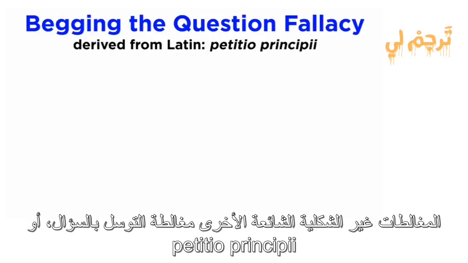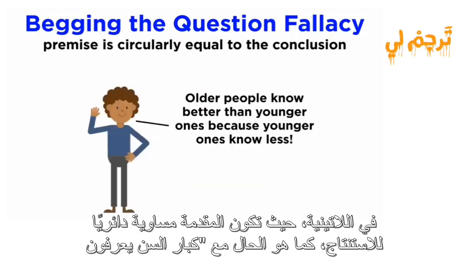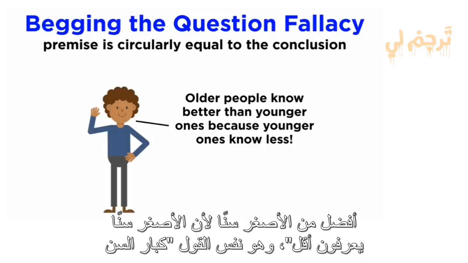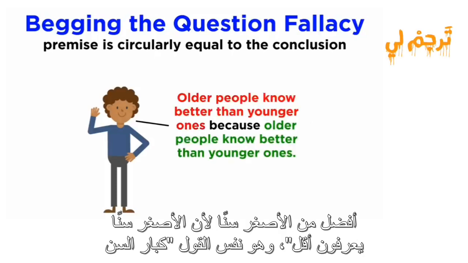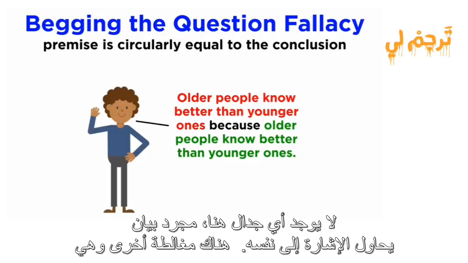A few other common informal fallacies would be the begging the question fallacy, or petitio principii in Latin, where a premise is circularly equal to the conclusion, such as with older people know better than younger ones because younger ones know less, which is the same as saying older people know better than younger ones because older people know better than younger ones. There is no argument there, just a statement attempting to refer to itself.